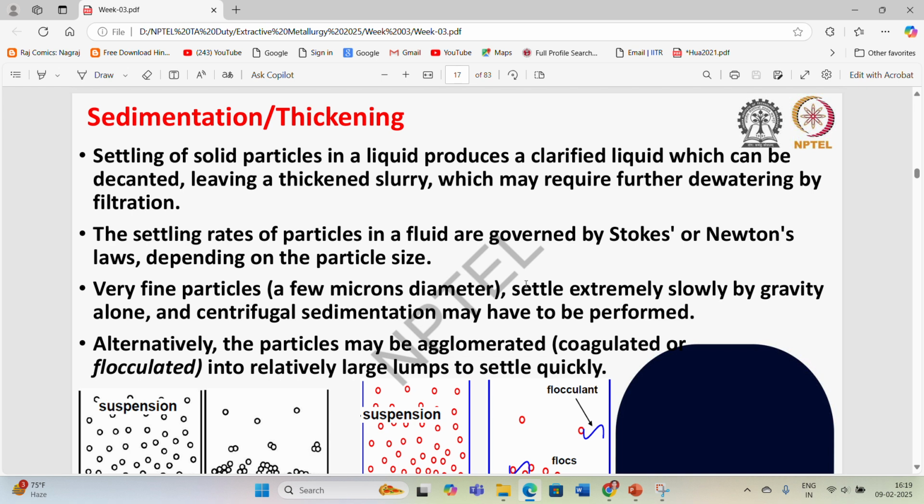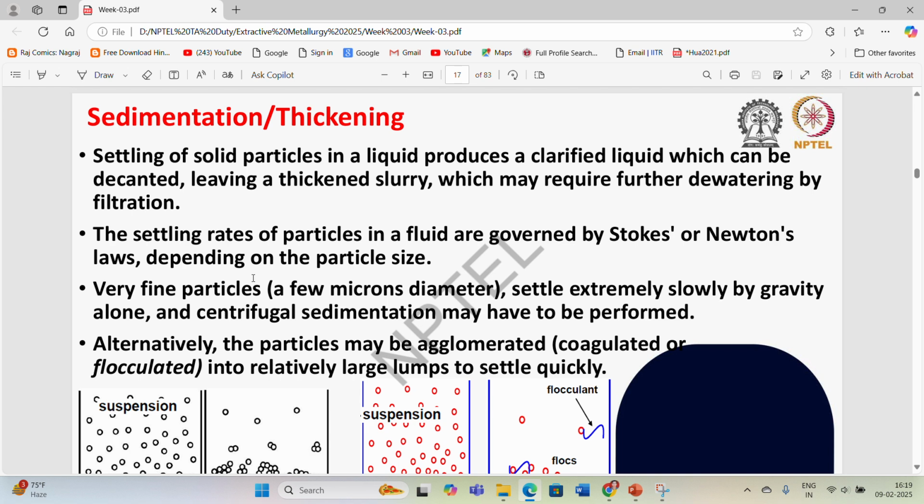So whenever we are going to treat a pulp material and leave it for some time, what will happen? Because of the density differences, the particles are going to settle down and the water will remain on the above side. That process is generally known as the sedimentation process. So settling of solid particles in a liquid produces a clarified liquid which can be decanted, leaving a thickened slurry, which may require further dewatering by filtration methods, or after filtration we can go for the dry separation dryers.